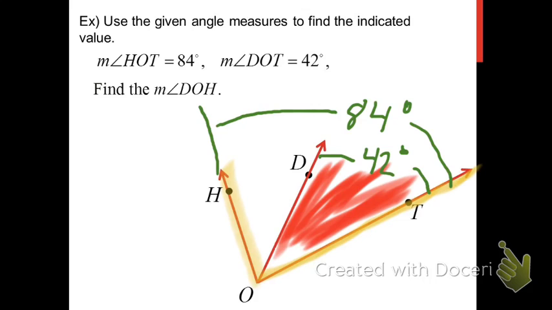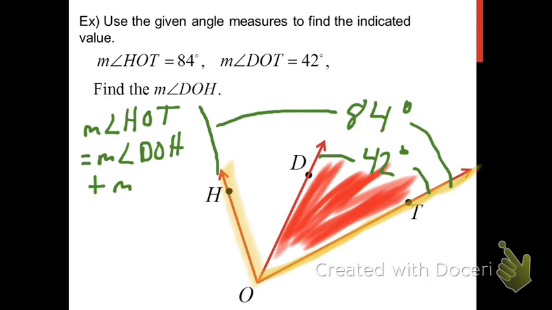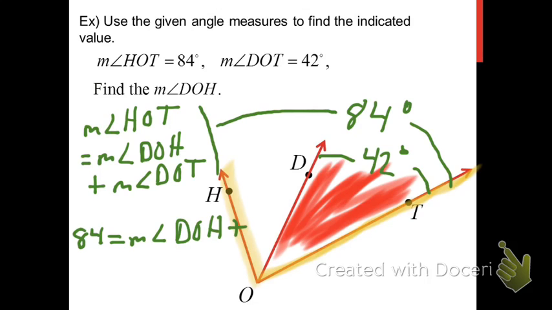And I imagine you could do this without this equation, but I need you to get used to writing this equation nevertheless for when it's a little tougher with variables and so forth. We know that the measure of angle HOT has to equal the sum of the measures of angle DOH and angle DOT. Now if I use substitution then, that means I can say that 84 equals the measure of angle DOH plus 42.